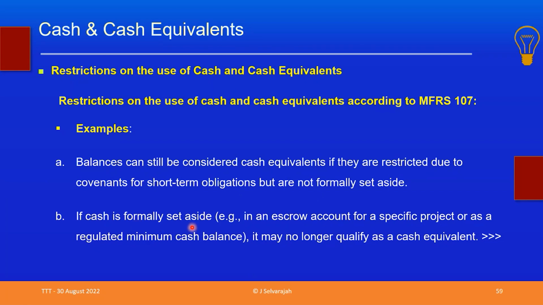So if cash is formally set aside, like in an escrow account for a specific project or a regulated minimum cash balance, then that escrow account which contains your cash is not even cash and cash equivalent. Why? Because it's now restricted, okay? For a specific project, you need this money on standby. The escrow account cannot be touched. So even though you look at it and it's cash, it's not cash and cash equivalent, okay?